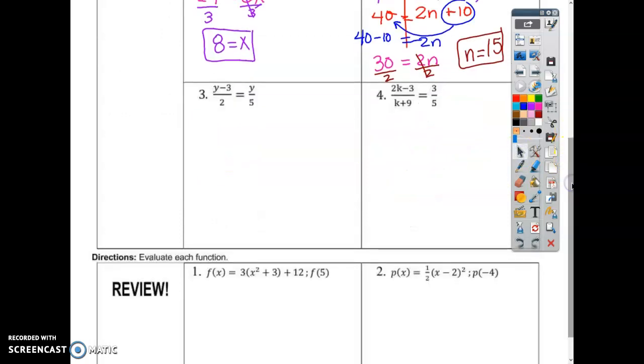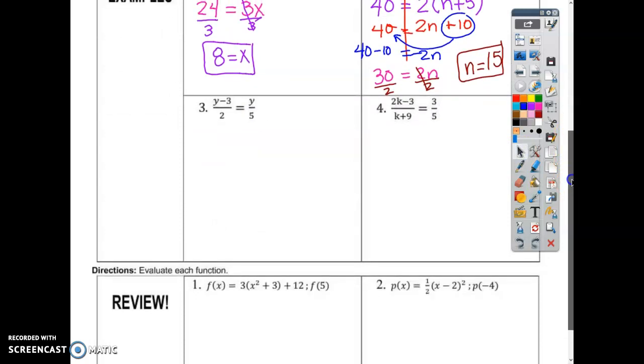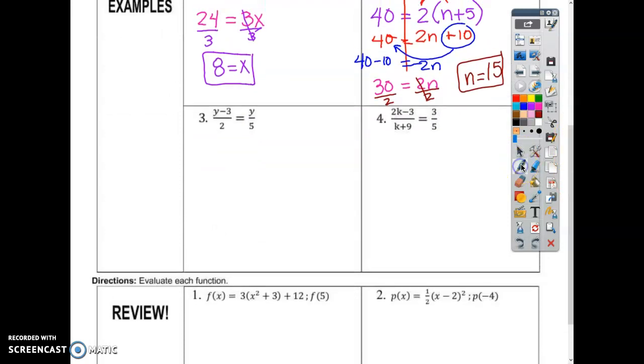I'm going to do one more, and you guys are going to do number 3 by yourselves. And you can do it in y equals if you want to. Over here, multiply those 2. That's 3 parentheses k plus 9 equals, multiply the other 2, that's 5 parentheses 2k minus 3.